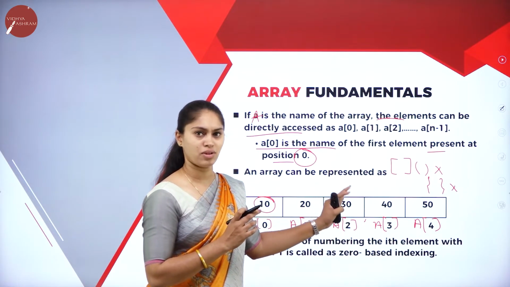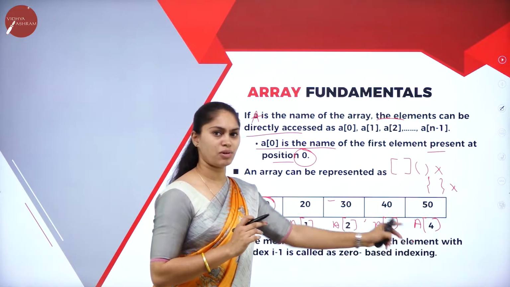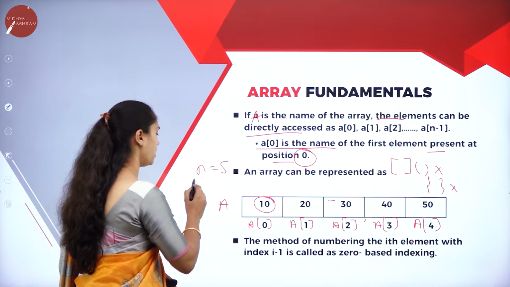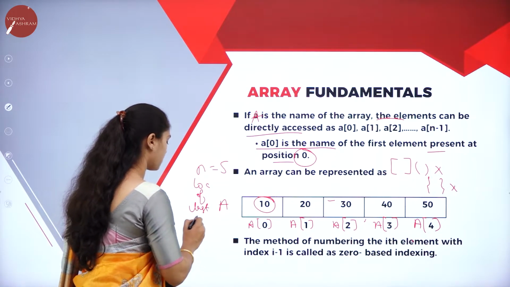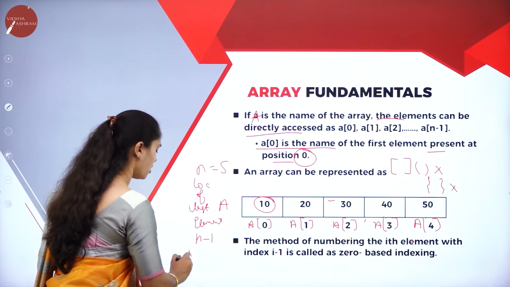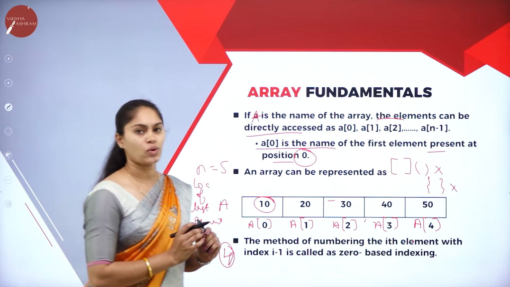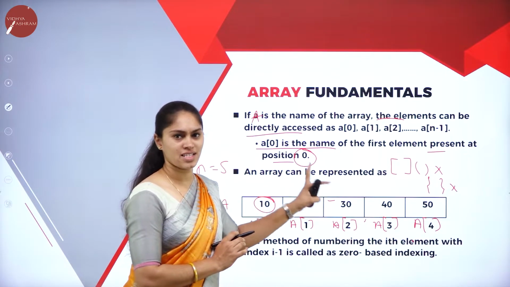N represents the number of elements. Number of elements are 5, and the location of the last element will be n minus 1. So 5 minus 1 becomes 4. So A of 4 is the location of the last element. Then what are we going to call this process?